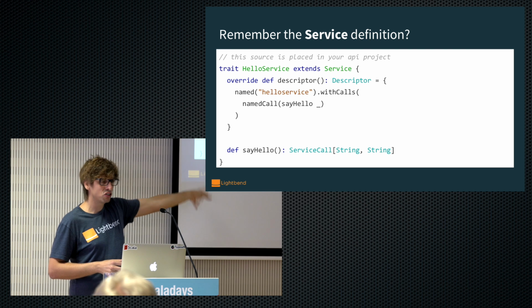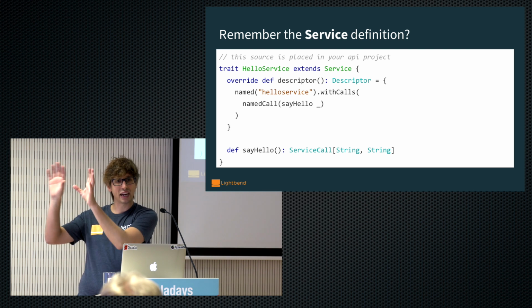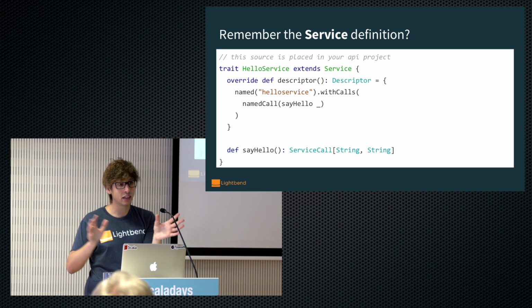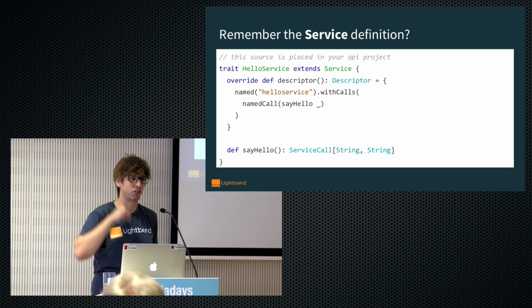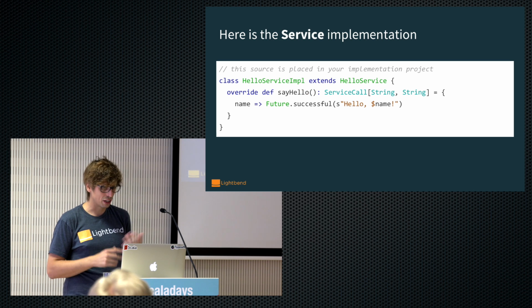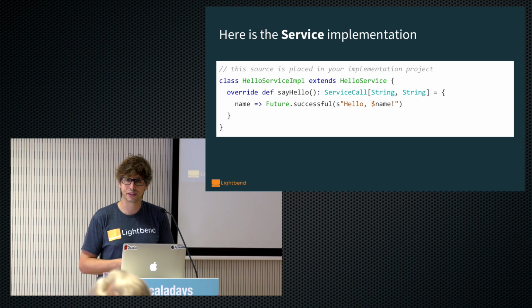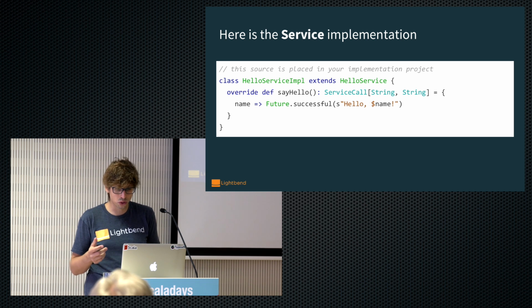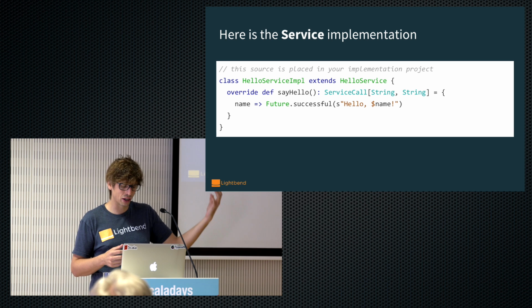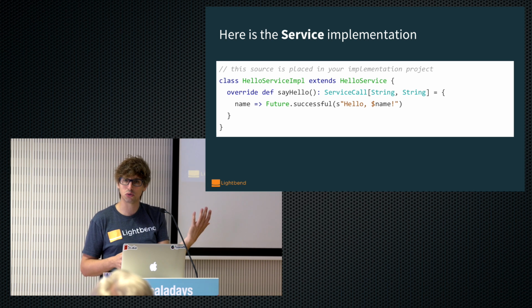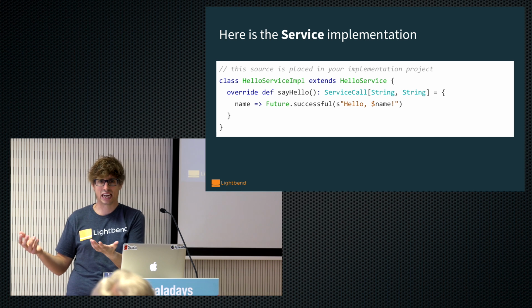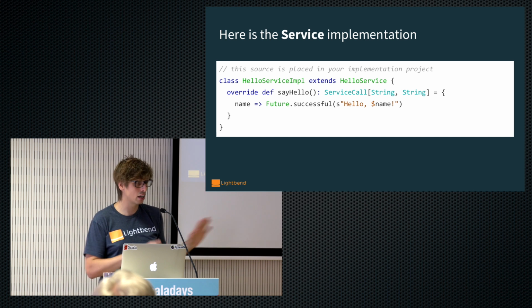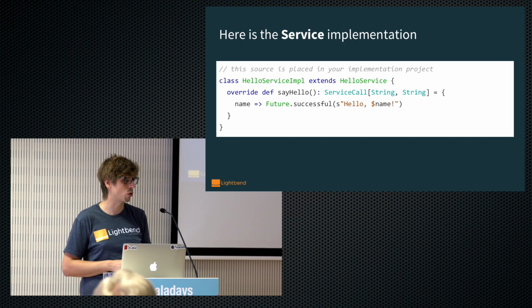Okay, so remember the service definition we had before? This was in our API project. Now that we defined it, we need to provide an implementation of it in our implementation project, which depends on our API. The implementation is straightforward in this case. We get a request message that is the name of the user, as part of the path, and we just return a future with some text. And that's it. That is all we had to do to implement our Hello service with Lagom.